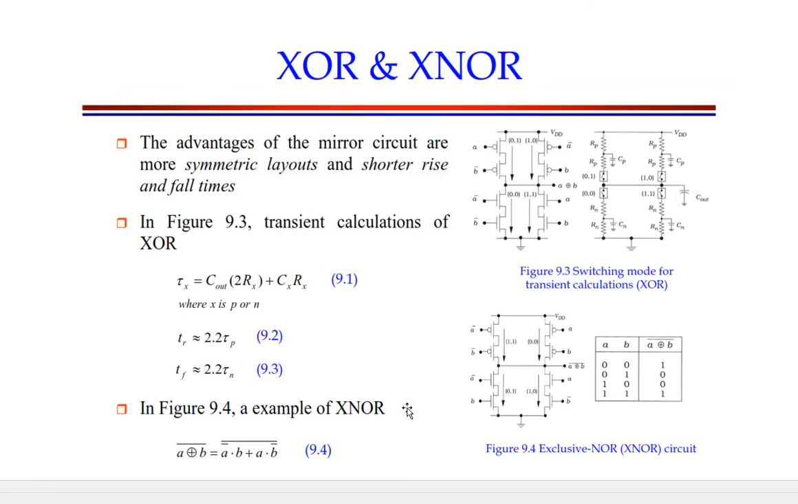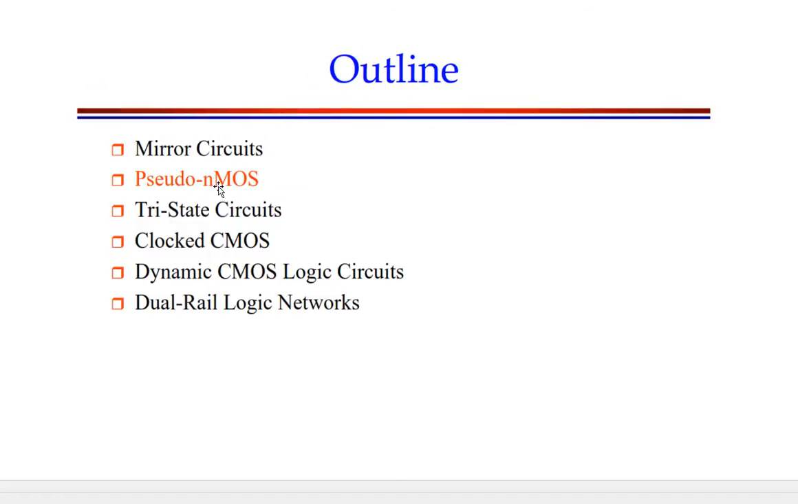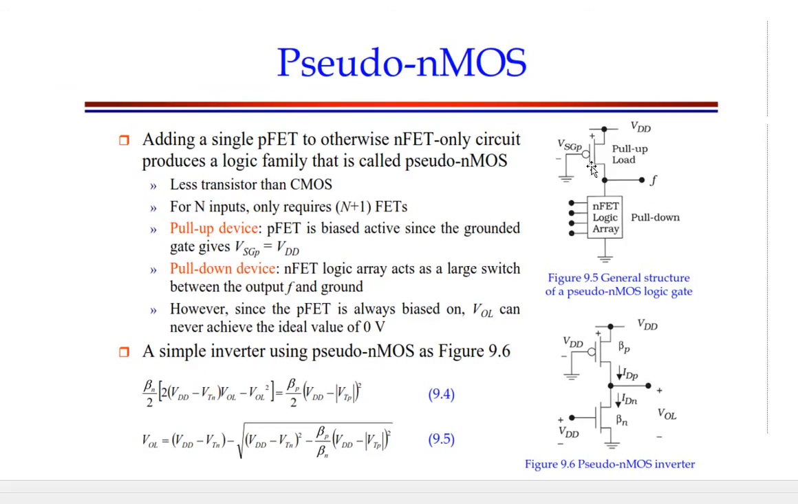Next is the pseudo-NMOS circuits. In the pseudo-NMOS circuits, the basic structure is that the PMOS is always connected to ground, and the N-FET logic array is similar to the CMOS structure. Based on the input, the function output will be taken out. The main advantage is fewer transistors than CMOS, and for n inputs only n plus 1 FETs are required. For example, the basic operation is considered for an inverter. Here the PMOS is always connected to ground, and the NMOS input is connected to VDD.